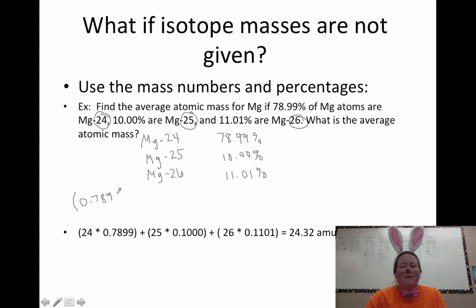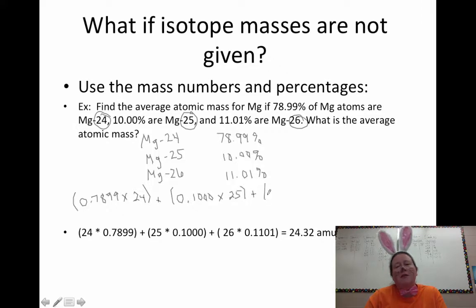0.7899 times, my mass number is 24. See on this bottom one here, I didn't start with the percent first, so I'm glad I'm doing this again because I like to start with the percent first. Not quite sure why I didn't do that. 10% becomes 0.1000 times its mass, 25, plus the next one, 0.1101. This pen is writing like a kindergartner again, times 26. Maybe if I write slower, it will work out.